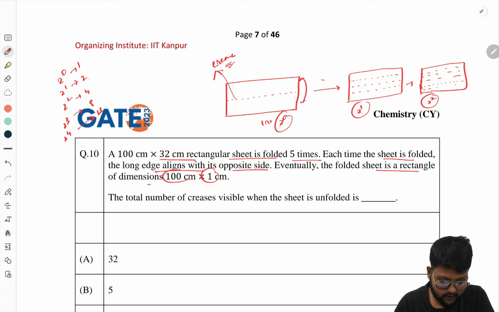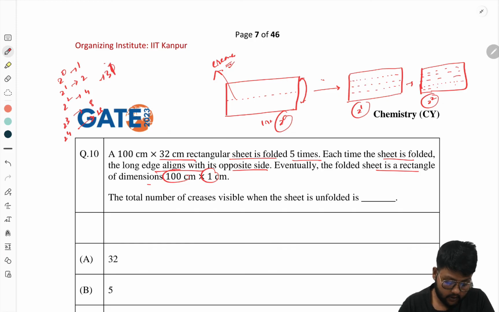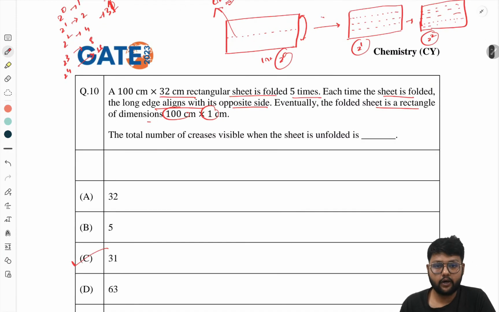If you add these numbers, 1 plus 2 plus 4 plus 8 plus 16, the total is 31. The 31 is the total number of creases. So C will be our answer.